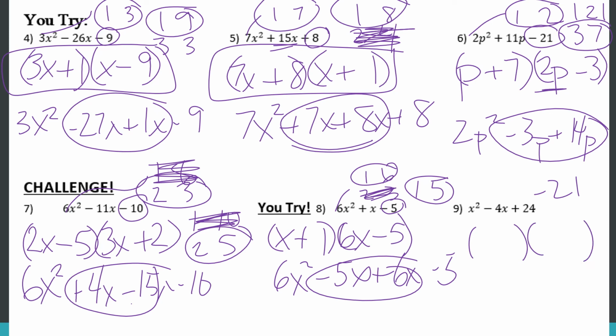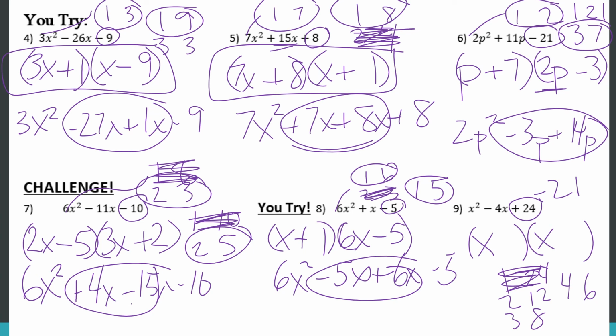Okay, so I'm setting up my parentheses. Again, the a value here is 1, so I know I just need x and x. Now I want to look at the factors of 24 that give me 4. So 1 and 24, 2 and 12, 3 and 8, 4 and 6. Okay, so let's see. 1 plus 24 is 25. 24 minus 1 is 23. So that doesn't give me 4, so I'm going to cross that off.